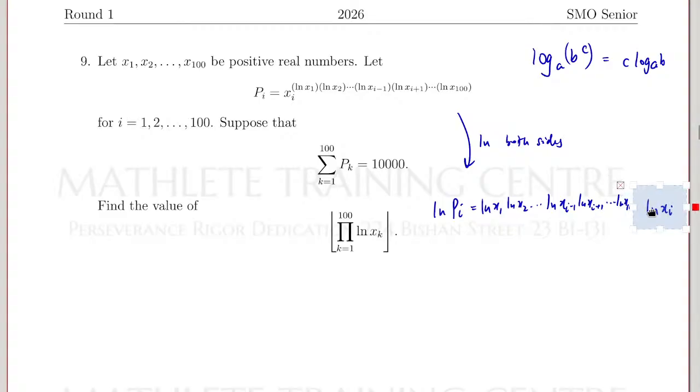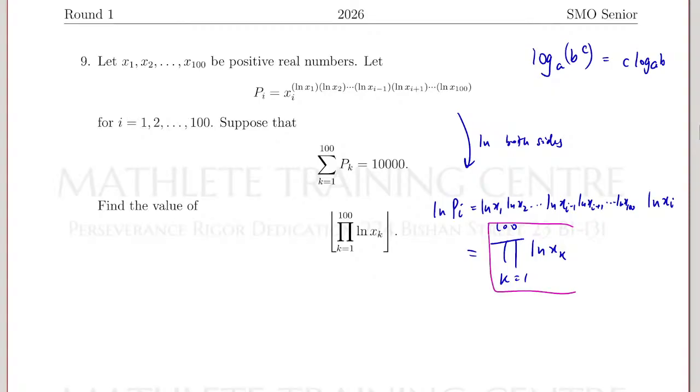Really many terms. But if you notice something, this ln of xi is exactly the missing term we have over here. So what does it mean? It means that exactly this is the product of all the lns, where k goes from 1 to 100. In fact, every single thing is here. This is exactly the expression that we're looking for.